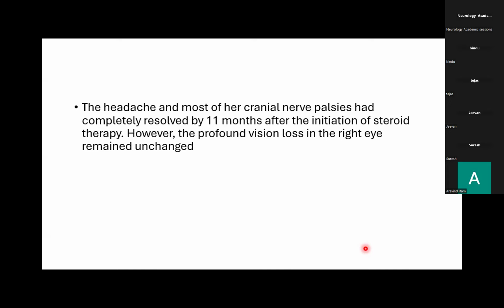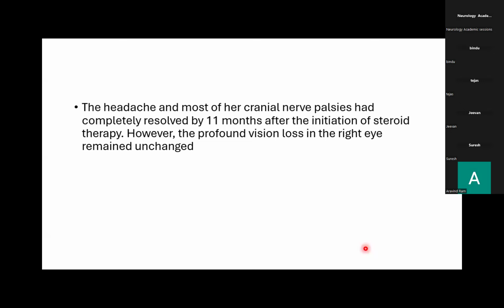Optic nerve involvement is common in idiopathic hypertrophic pachymeningitis. Profound. So optic neuropathy can be because of increased intracranial pressure, which can cause compression of the optic nerve and lead to optic nerve involvement.